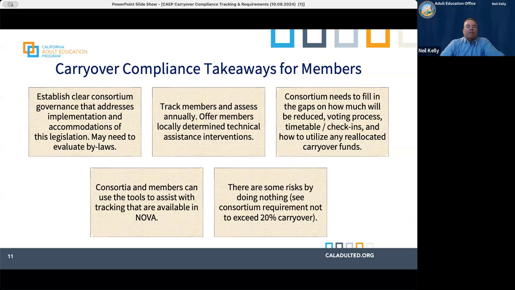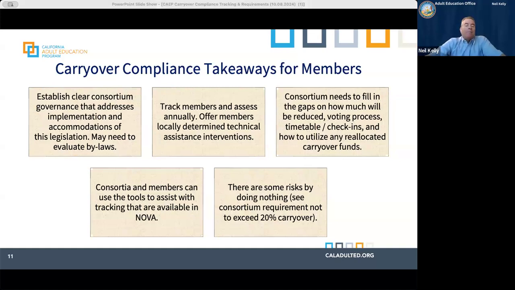And then consortia need to fill in gaps on the funding reduction, the voting process, the timetable, the check-ins, how to utilize any reallocation of funds. So a lot of consortia decisions have to be made when you're looking at the member side. And then consortium members can use the tools to assist in tracking that's available in NOVA. And I think we're going to go over that a little bit later.